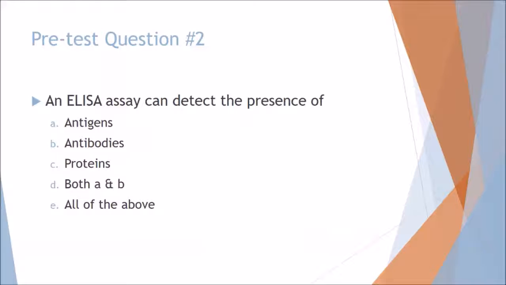Question number 2. An ELISA assay can detect the presence of A, antigens, B, antibodies, C, proteins, D, both antigens and antibodies, or E, all of the above. And the correct answer is all of the above.